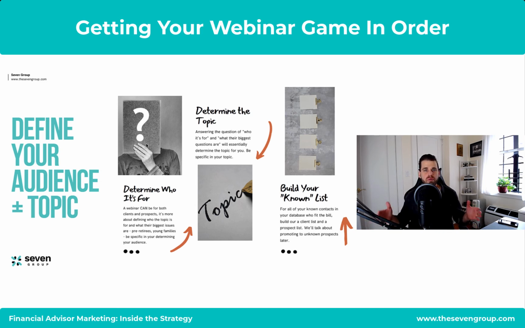The reason why we separate out client and prospect lists for promotions specifically is because we want to get to a place where you are able to clarify and tweak your message based on the audience that you're going after. So your client message is going to look different than your prospect message, and we'll get into that next. So those are the first three steps. Determine who it's for, determine your topic, build your lists, your known lists, email contacts that you have.